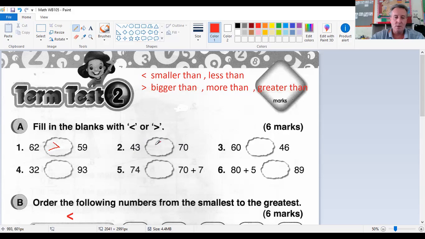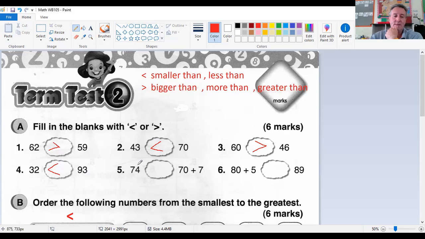So that's smaller than. Now the 10 spot, 40 is smaller than 60. So 60 is more than 40, greater than 40. All right, I'll fill the rest in and we'll move on to the next one. So 30 is smaller than 90. Okay, get these cut.